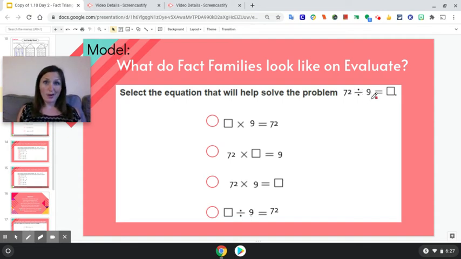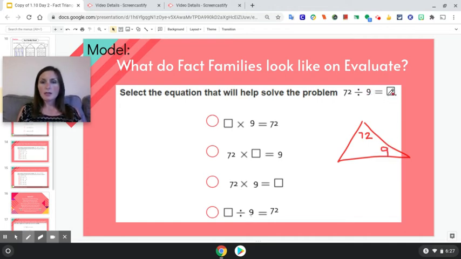So that's a division problem. So I have to think, okay, what's this fact family? So I'm going to draw my fact triangle. And I know my big number, it's a division question here, is going to be 72. That's going to be my big number. So I'm going to put that at the top here. And I know my other number here is 9.